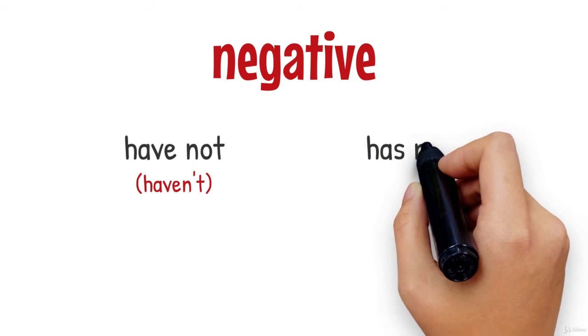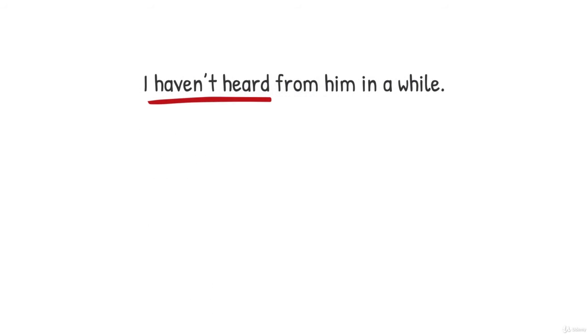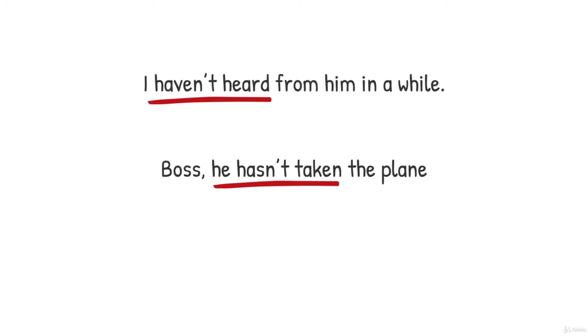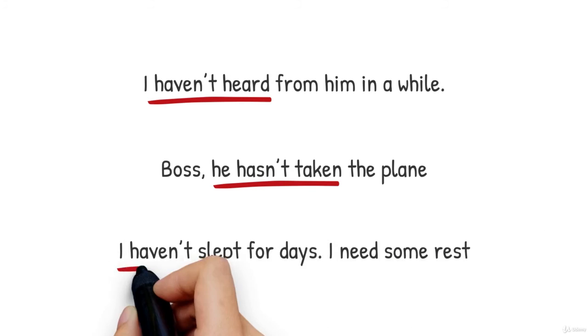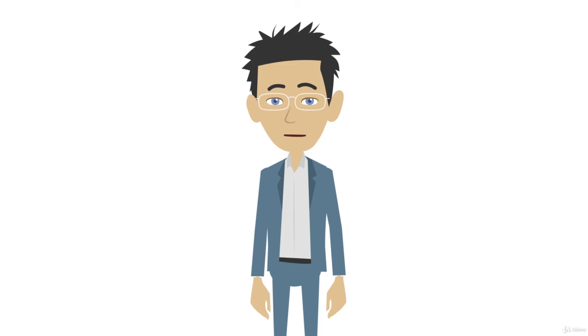And to make negative, we use have not or haven't, and has not or hasn't. For example, I haven't heard from him in a while. Boss, he hasn't taken the plane. I haven't slept for days. I need some rest. In the next episode, I'm gonna show you when we use present perfect simple. Stay tuned.